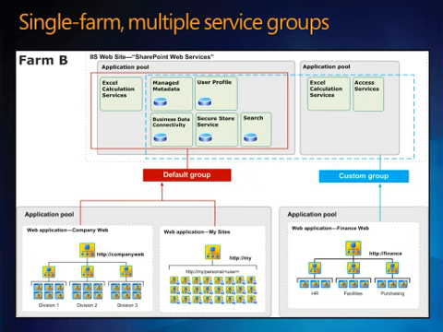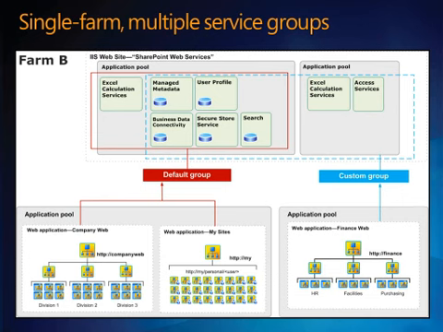Single farm, multiple service groups. Targeted service applications are deployed for dedicated use by one or more groups within an organization. For example, in the farm shown here, an additional instance of Excel Services is deployed for the finance group. Access Services is also deployed for this group. One or more web applications are created using a custom group of services. The SharePoint administrator selects the service applications that are included in the custom group.